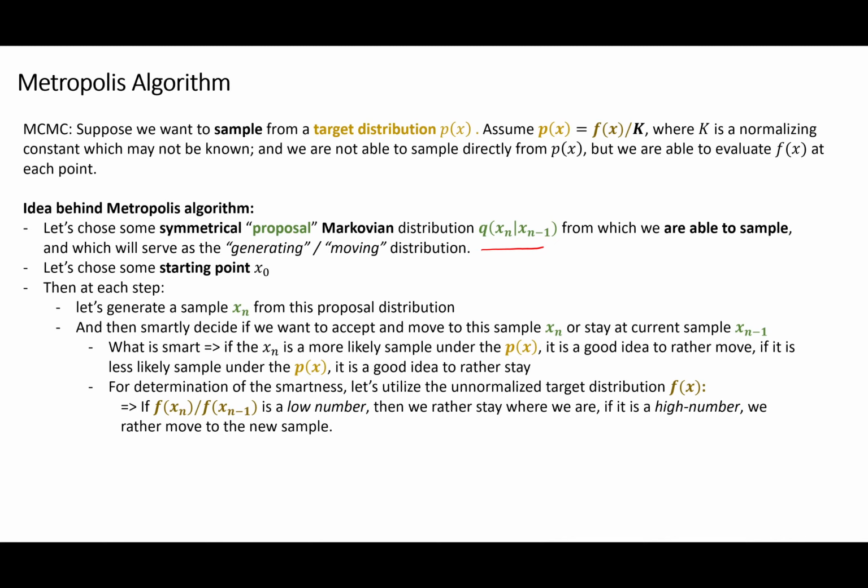Now the goal is, let's start at some point x0 and generate samples from this proposal green Q distribution from which we are able to sample. And then the magic is we have to smartly decide if we want to accept this sample or not. If we are stepping into some bad region that is not smart to accept, we want to stay where we are. So we are forming this path in a way that it should be the most probable under P(x).